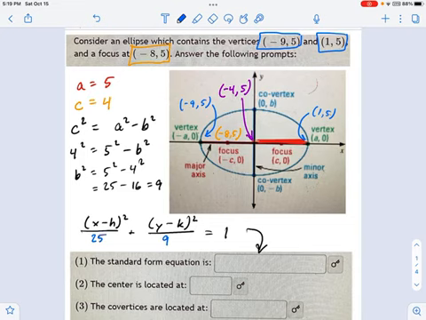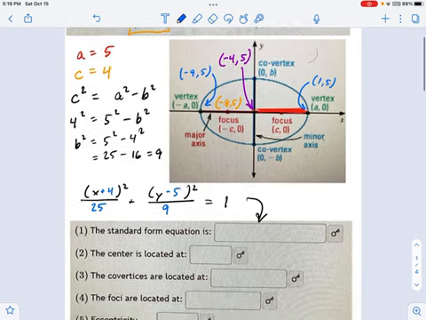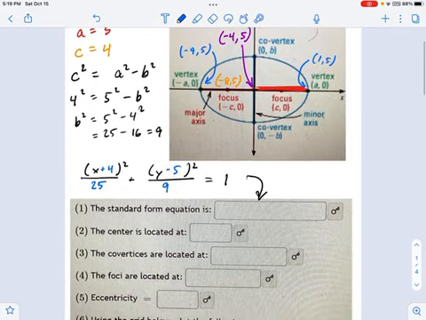I know the center of the ellipse. Those are my H and K values. Remember, we have to flip these signs. So an H, K value of negative 4 comma 5 is going to give me a plus 4 and a minus 5. So there we go. That's our standard form equation. And I've already talked about a whole lot of these along the way. We said the center is located at negative 4 comma 5.